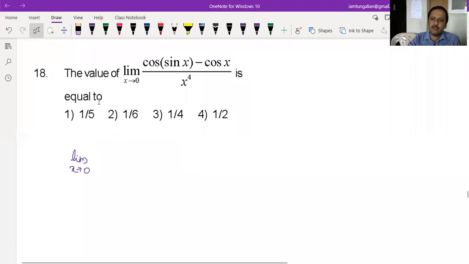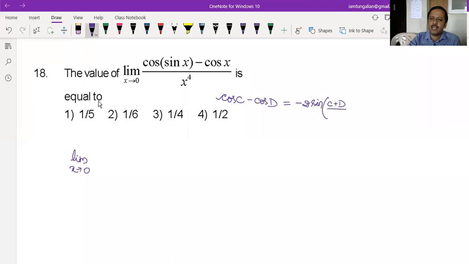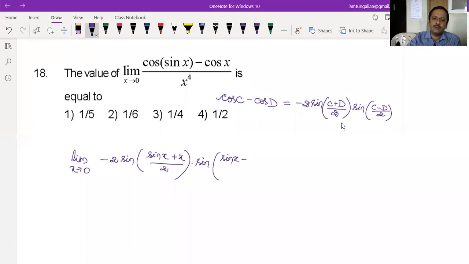You can use cos C minus cos D. Don't ask me what that is, you have learned this. Cos C minus cos D is equal to minus 2 sin((C plus D) by 2) into sin((C minus D) by 2). So here, minus 2 sin((sin x plus x) by 2) into sin((sin x minus x) by 2).